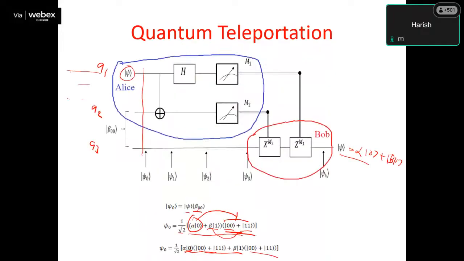Now we are applying a control NOT gate from qubit 1 to qubit 2. This is the gate we are referring to. This gate does the control NOT operation from q1 to q2. How will it change things? As we remember from the control NOT gate's working, whenever the control qubit q1 is 1, it will flip the other qubit. If it is 0, then both remain the same. So only when the first qubit is 1 will it flip the other qubit. Just remember that working.